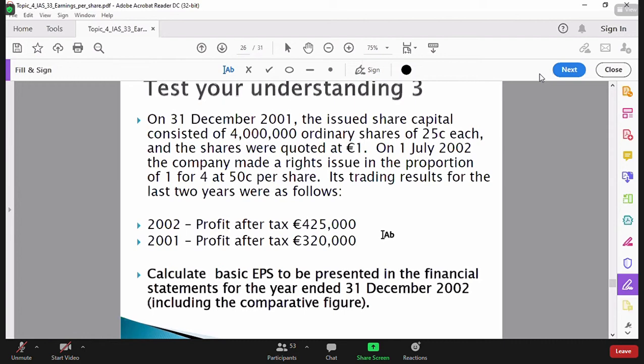On 1st July 2002, the company made a rights issue in the proportion of 1 for 4. So rights issue 1 to 4. So how many rights shares? How to calculate the rights issue? It is 4,000 divided by 4. The 4,000 I take from the ordinary shares. Multiply with 1. Why? Because the company made a rights issue in the proportion of 1 for 4. And then how many do you get for the rights issue? The number of ordinary shares for the rights issue? 1,000.